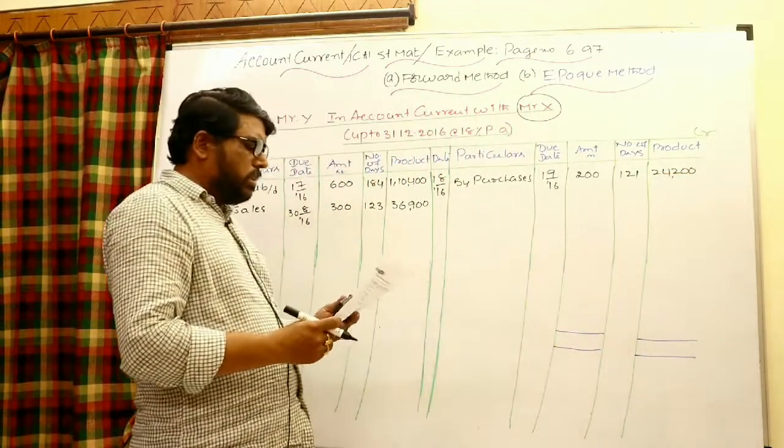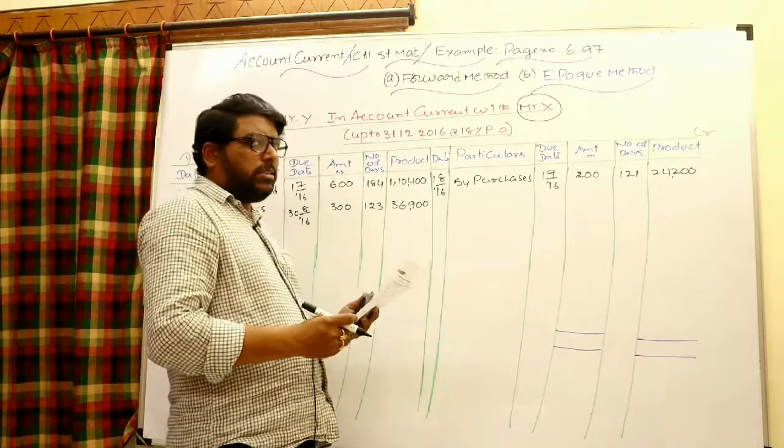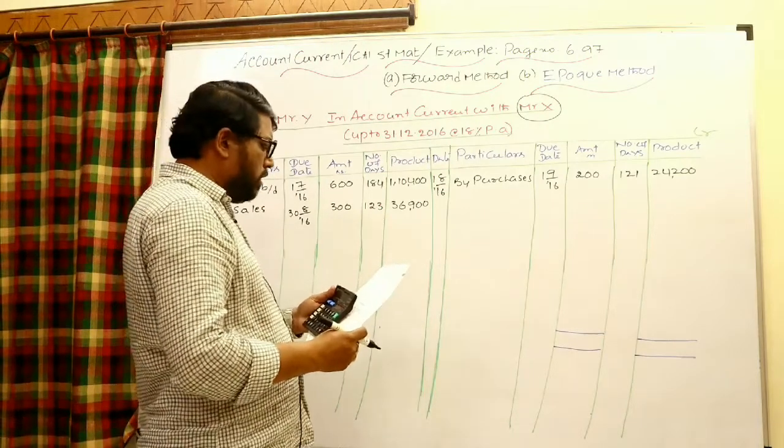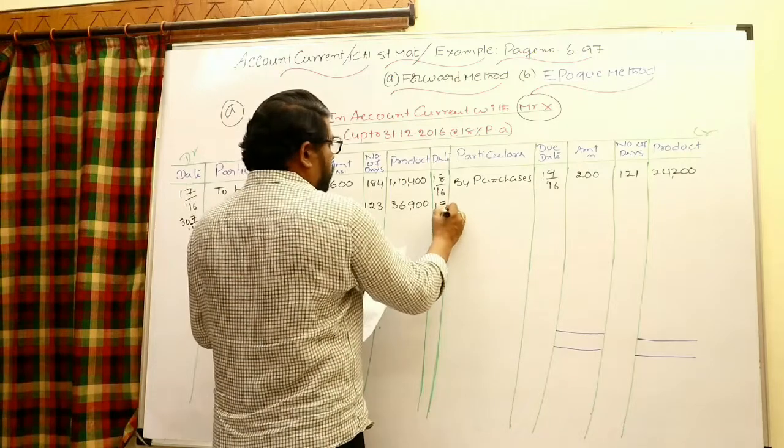Product is 24,200. 1/9/2016, cash received from Y. Cash account debit to Y. In the Y account, by cash, 1/9/2016.